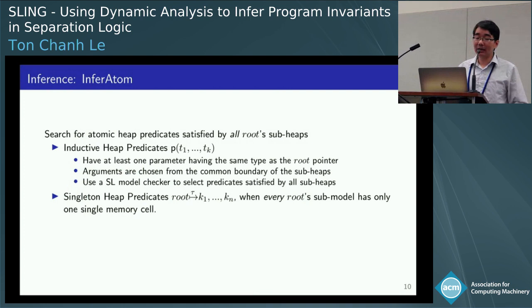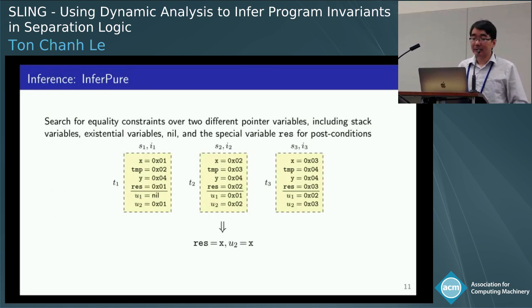And then we also infer the singleton heap predicate if we observe that every root subheap has only one single memory cell, or the emp predicate when every root subheap is empty. The next step is that we try to infer some equality constraints over two different pointer variables, including stack variables, existential variables, nil, as well as a special variable for the return value if we want to infer the bool conditions.